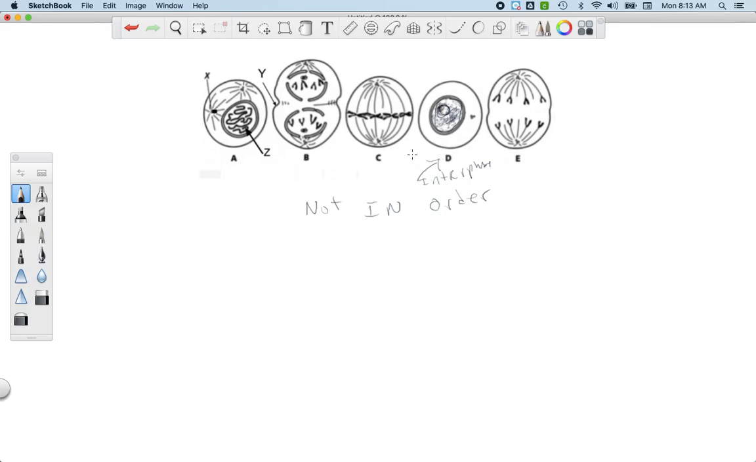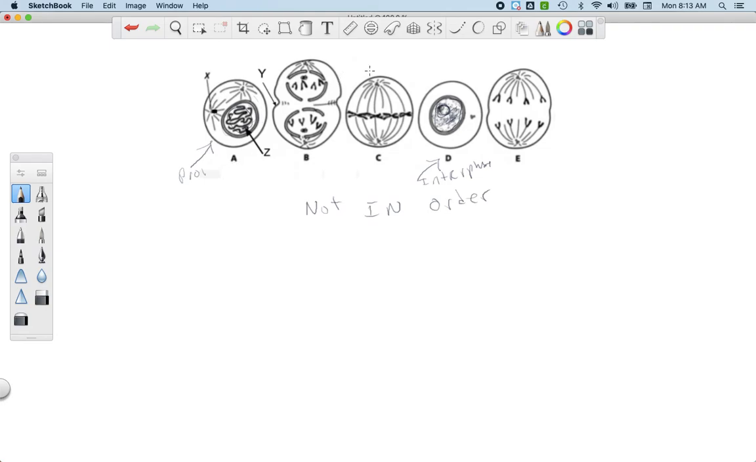This is a cell that is just going about its regular business. If it was going to divide, it would go next to over here, which would be prophase. And in prophase, that chromatin has gone to chromosomes. The nuclear membrane is still there, but it's dissolving. The centrioles are moving to opposite sides. The spindle fibers are forming.